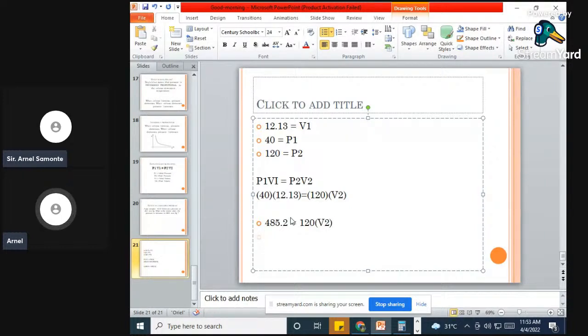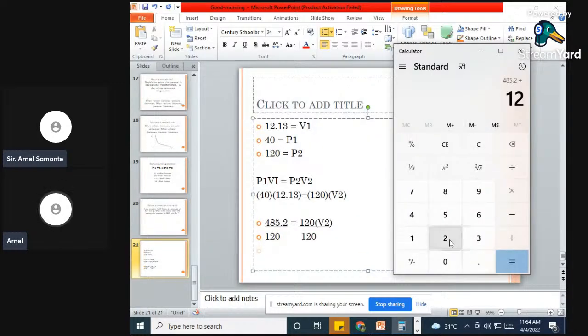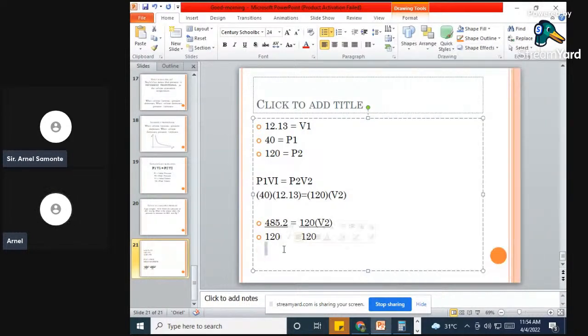To remove V2 from this side and solve for the missing final volume, divide both sides by 120. The 120 cancels out. So, 485.2 divided by 120, the answer is 0.4043. This is our final volume.